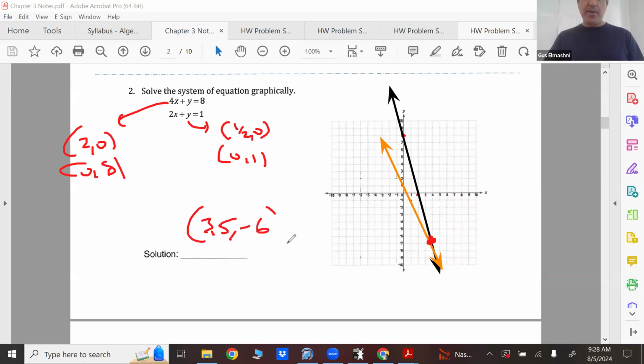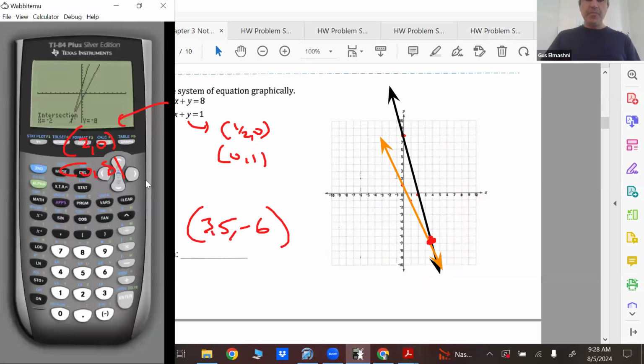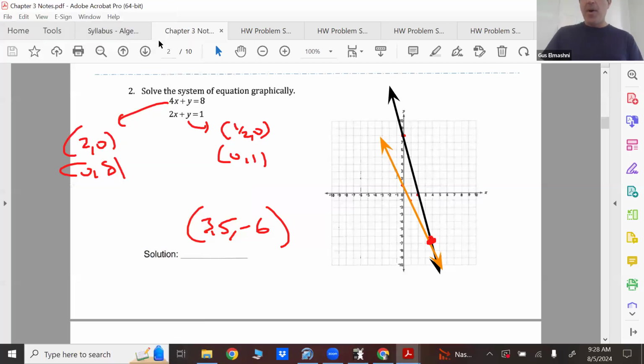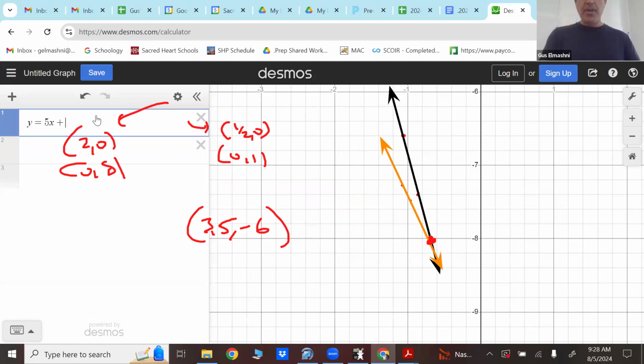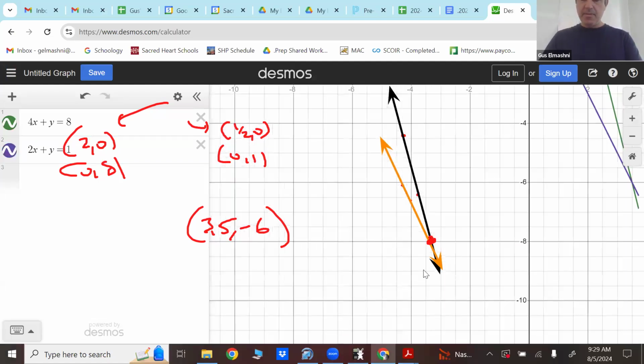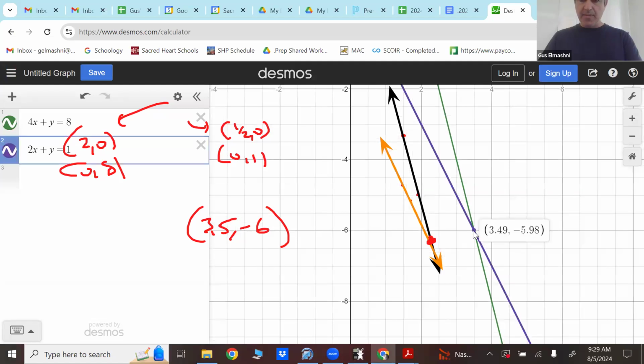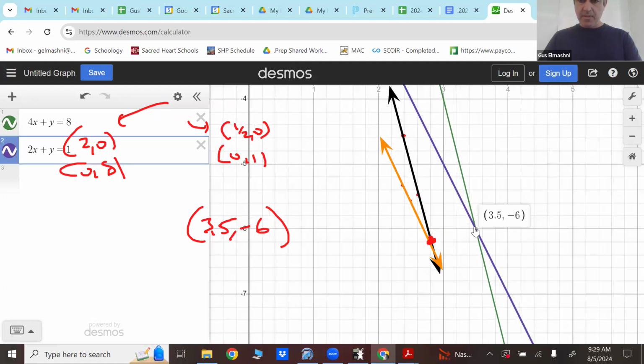We'll go to Desmos. That's a little better than the graphing calculator. I think that's going to be the answer. Now, here's the problem with the graphing calculator. You have to get y by itself. I know you guys can get y by itself. Let's actually go to Desmos. Desmos is kind of cool because you can just type in the equation like it looks. So 4x plus y equals 8. And then 2x plus y equals 1. Yeah, I was right. 3.5 comma -6. So you can see it's not the best technique.